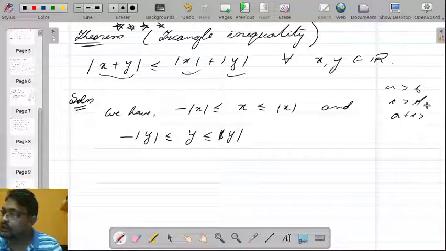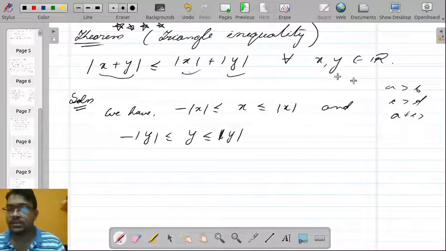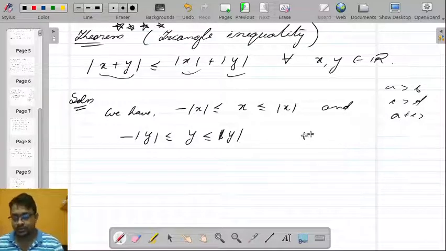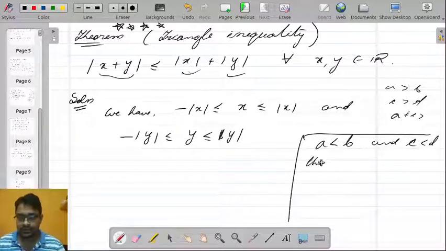Did we do it? If we didn't, it's simple, we can do it quickly. It was listed as an exercise, I think I had given it to you as an exercise. So let us quickly recall. If a is less than b and c is less than d, then we can just add them: a plus c is less than b plus d.